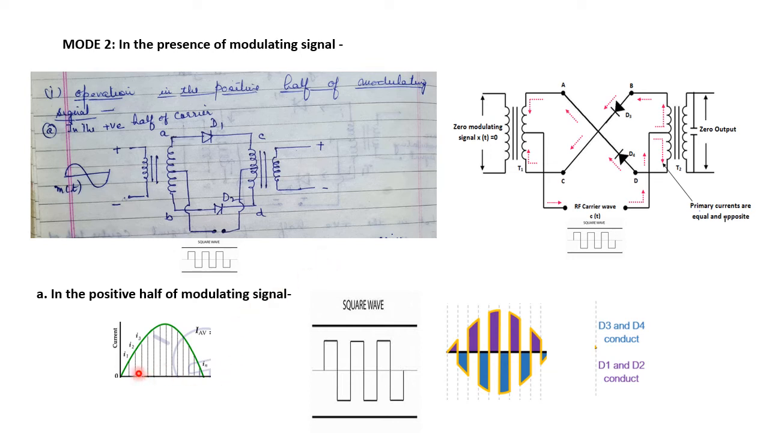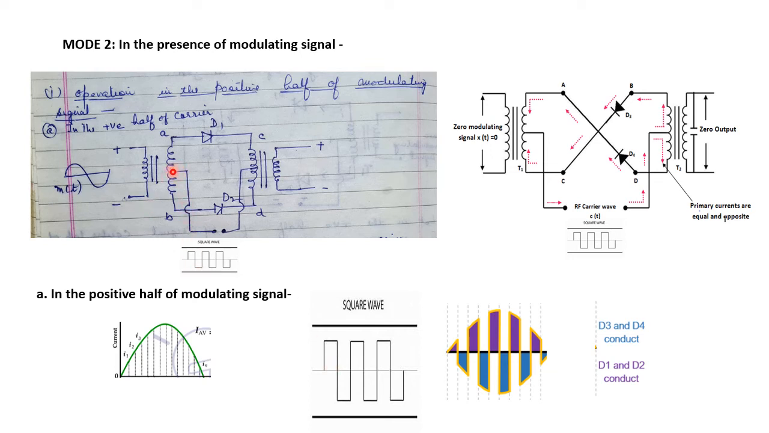Now let us concentrate on the positive cycle of the modulating signal. Suppose this is the modulating signal or the audio signal, and we are considering the case when the positive half of the modulating signal is being applied to the circuit. And this is the square wave, or this is the carrier wave. So what happens when the positive pulse of the carrier wave is being applied?